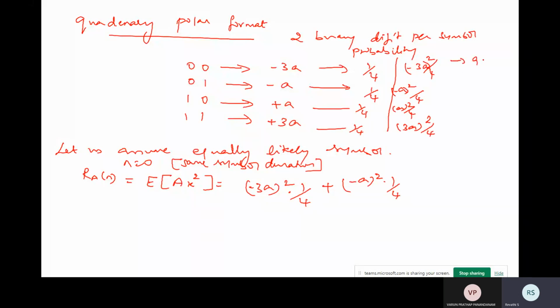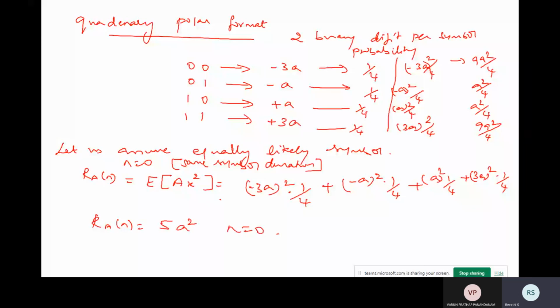So this becomes 9a square by 4, here only a square by 4, here only a square by 4, and 9a square by 4, which is nothing but 9 plus 9 is 18, 18 plus 2 is 20, 20a square by 4. So 5a square. You can write it like this or put it in a table like this and complete it. So if you do this addition, RA of n is nothing but 5 times a square when n is equal to 0. Okay. So now we have completed finding out RA of n when n equal to 0.